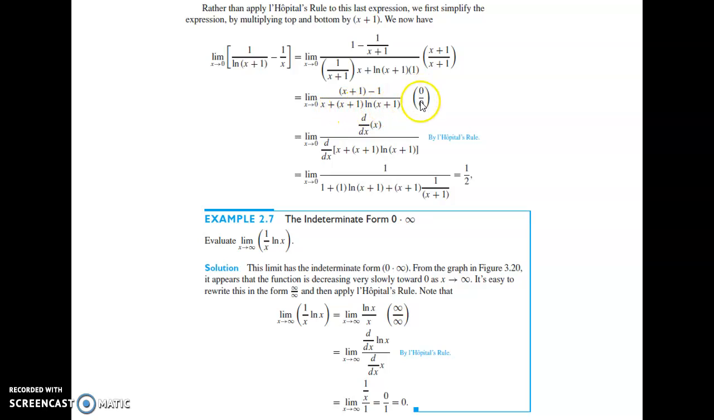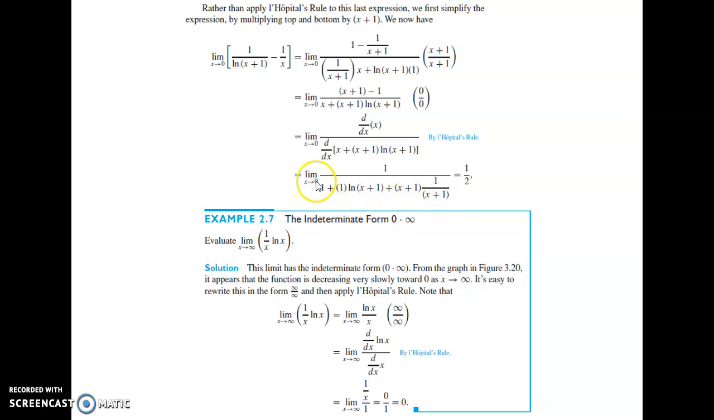Now still again it is 0 by 0. So I will use the L'Hopital's rule again here. So derivative of x and then derivative of this. So derivative of x is 1. Then this and this, the product rule I will use. You see, this is the product rule for that.